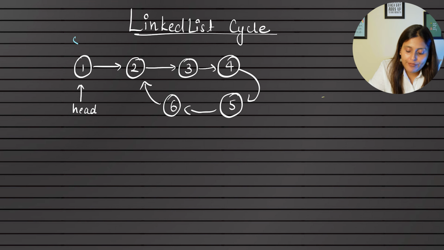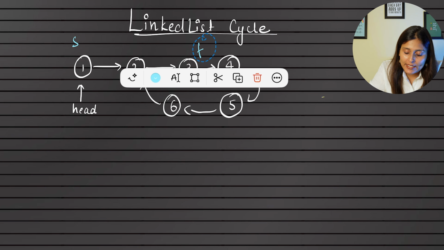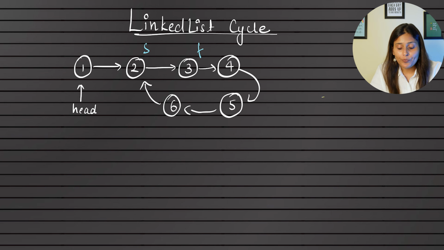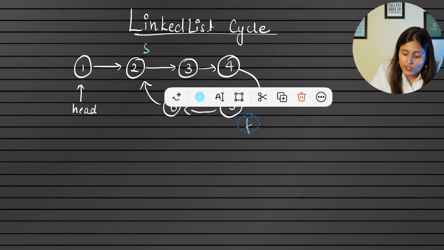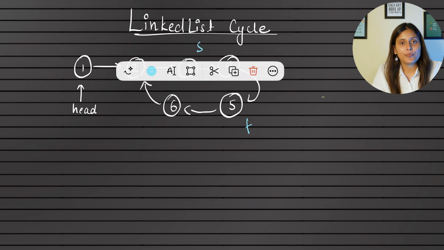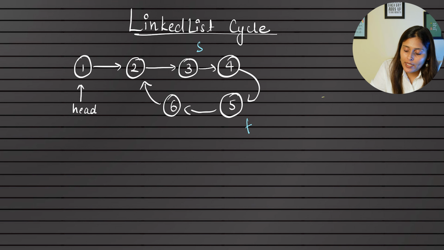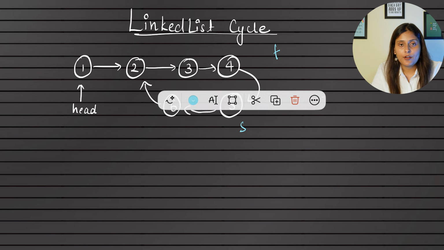We'll start our slow and fast pointers, and as we know fast is moving with double speed, so fast will take 2 jumps and come to 3, and slow will take 1 jump and come to 2. In the next iteration again fast will take 2 jumps, it will come to 5, and slow will take 1 jump, it will come to 3. In the next iteration again fast will take 2 jumps, it will come to 2, and slow will take 1 jump, so it will come to 4. Now again in the next iteration fast will take 2 jumps, it will come to 4, and slow will take 1 jump, so it will come to 5.